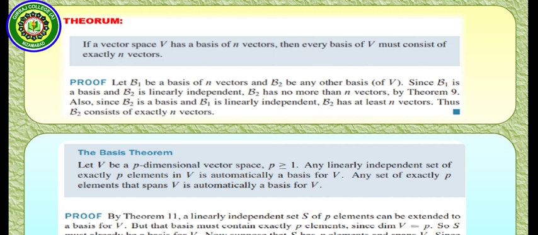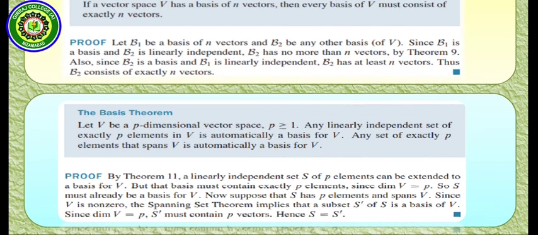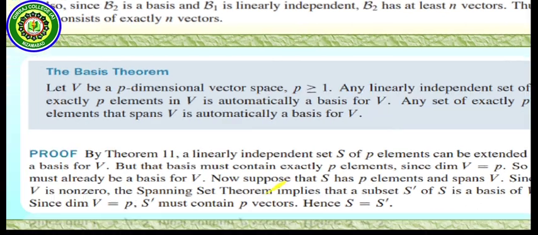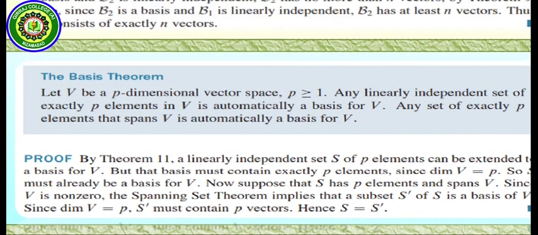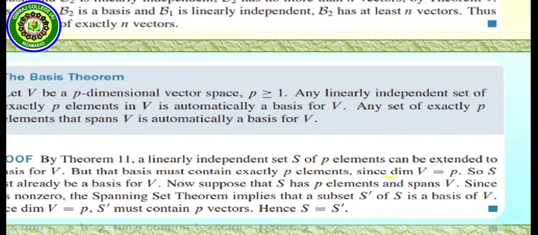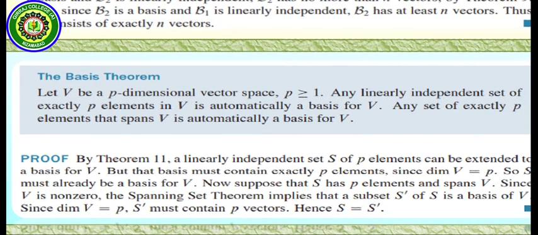So next theorem, the basis theorem. The statement: let V be a p-dimensional vector space, p greater than or equal to 1. Any linearly independent set of exactly p elements in V is automatically a basis for V, or any set of exactly p elements that spans V is automatically a basis for V. So that is the basis theorem statement.